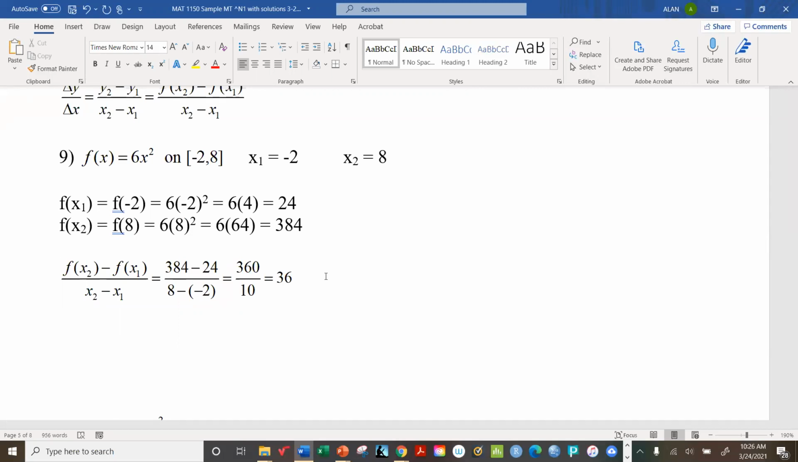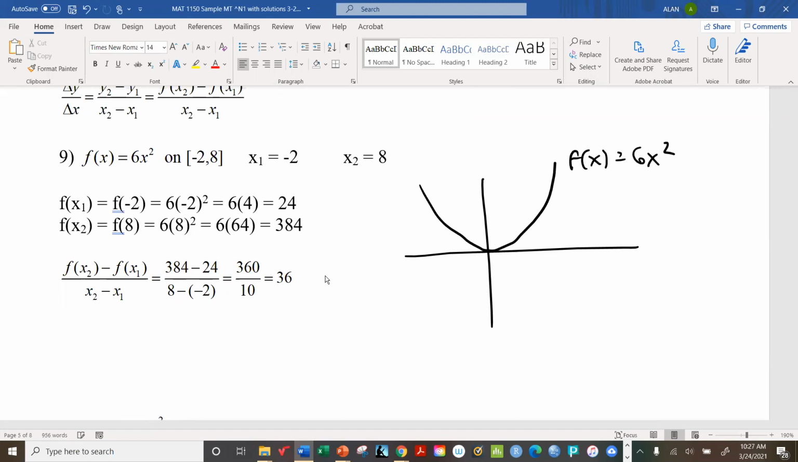Okay, now we could look at this graph in Symbolab, but there's no real need for it. It would be this, a standard parabola. And so basically what you're being asked to do is to say, well, between this interval right here, between -2 and +8, what's the average rate of change between those 2 points? That's essentially what you're doing.